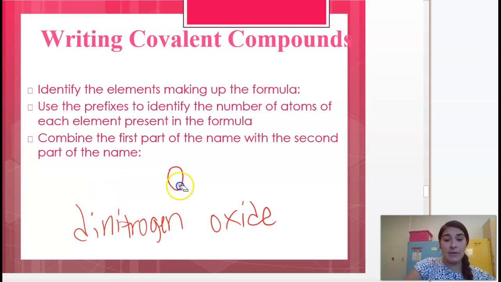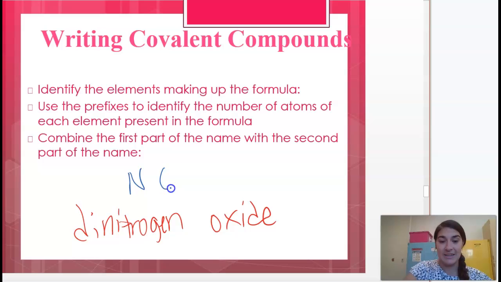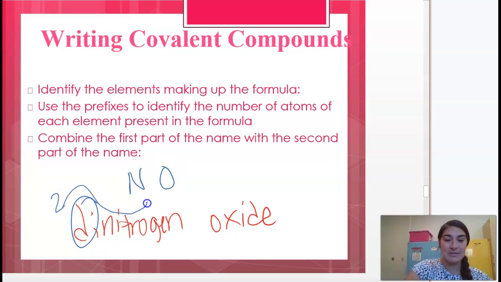So for these, sorry, and that should have been dinitrogen, of course. For these, now you're going to know this part, okay? And so nitrogen is listed first, great. N. Oxygen is listed second, great. O. Then the di is telling me 2. N2O. Okay, that's it. That's how this works.